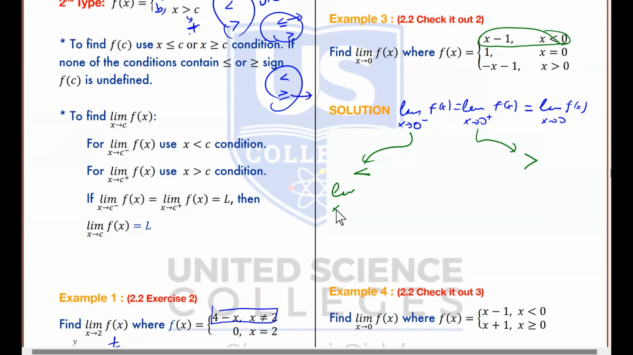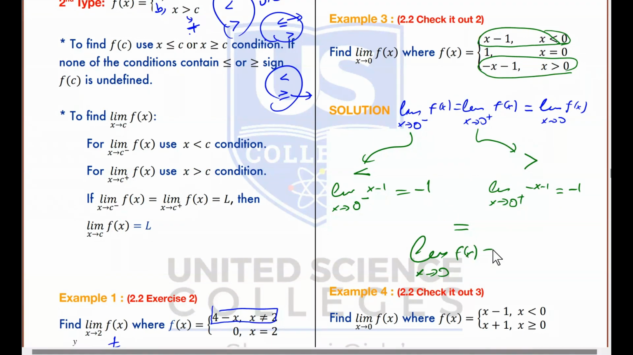So limit as x approaches 0 from the left of x minus 1. When you insert 0 for x, it's going to be negative 1. What about the right side limit? Limit as x approaches 0 from the right of the function in the third condition, which is negative x minus 1. When you insert 0 for x, it's still negative 1. So the right side limit is equal to the left side limit. Then the value of the limit is equal to negative 1. So that's the answer. All right.